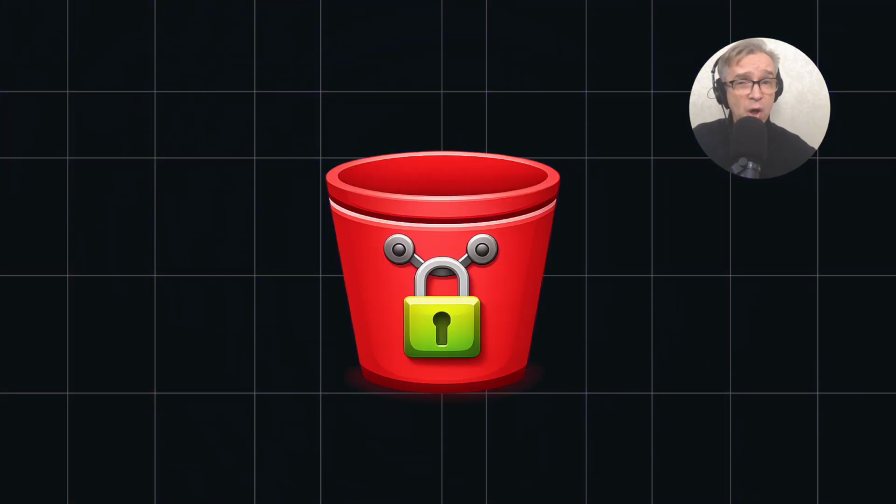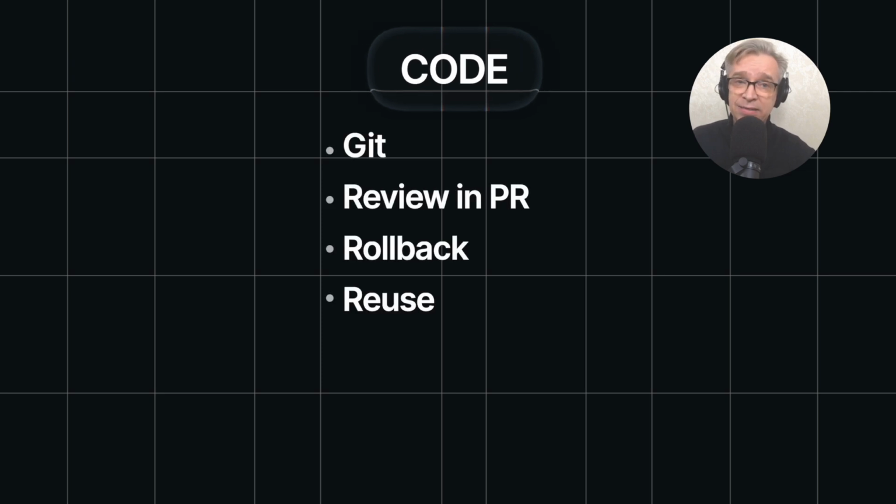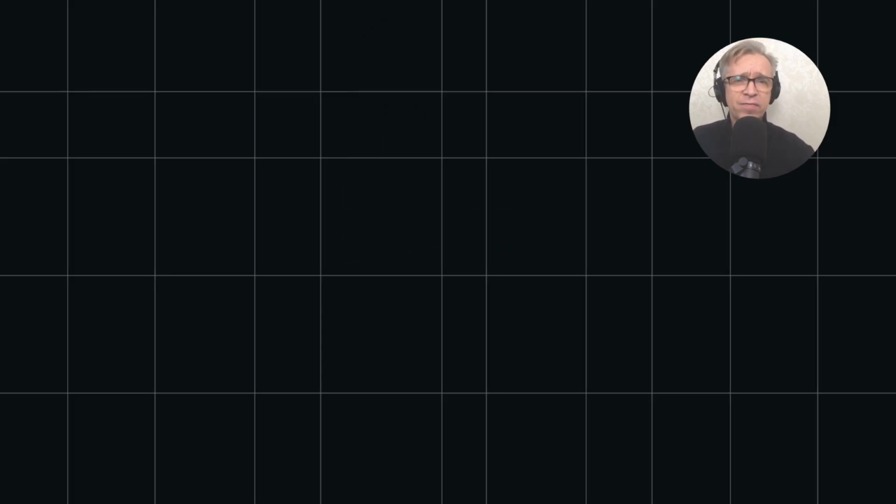Because it's just code, you can throw it into Git, review it in pull requests, roll back changes, reuse it in other accounts. All the nice things that we already do with application code. There are three words you'll hear all the time with Terraform. So let's demystify them quickly.